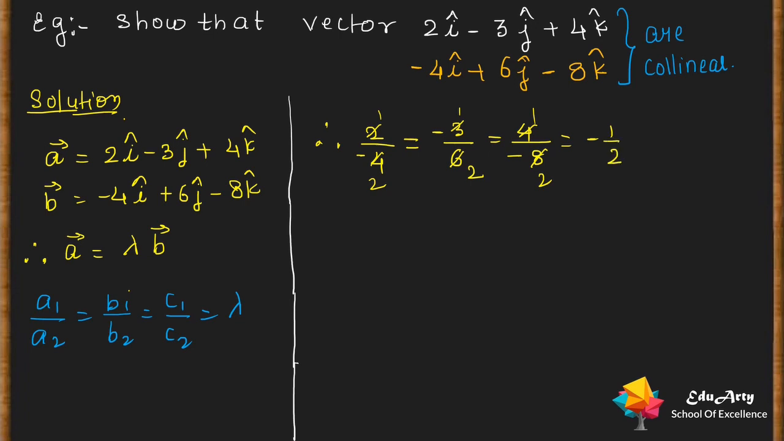So hence we can say that here you got an equivalent value of lambda, which is half. So when lambda comes out equal and all of them are equal, we can say that they are collinear. See, the question was to show that they are collinear. So if you do this, we can say that A vector and B vector are collinear. Correct, the question was to show that these two vectors are collinear.